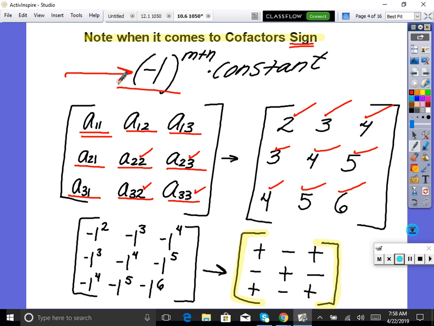But a lot of times I just use the formula. I just plug it directly in. We'll do it both ways. Now notice, if this is always row 1, column 1, it'll always start in the top corner with positive. And then after that, it's just a checkerboard pattern like I said. Those will be your signs for the negative 1 to the m plus n part.